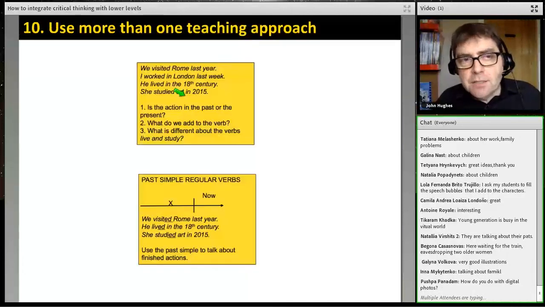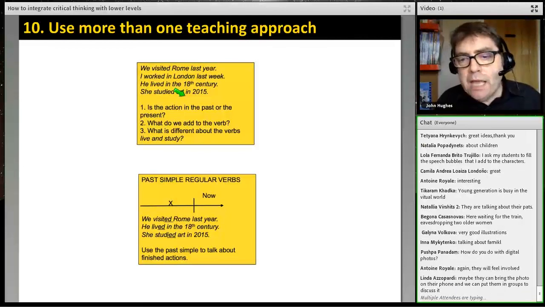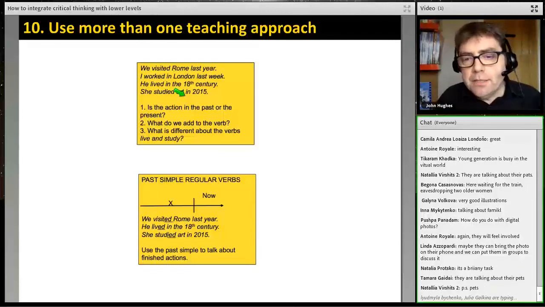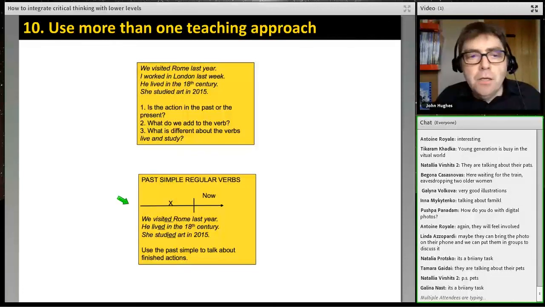Okay, here we go, my final tip. The final tip in this session is that as teachers we have to think critically, and we have to teach using lower order and higher order thinking. Here's an example from a course book. It's from the grammar of a course book. Now we've got two ways of presenting the grammar, yeah? In the one at the bottom, we're telling the students how to form the past simple regular verbs.